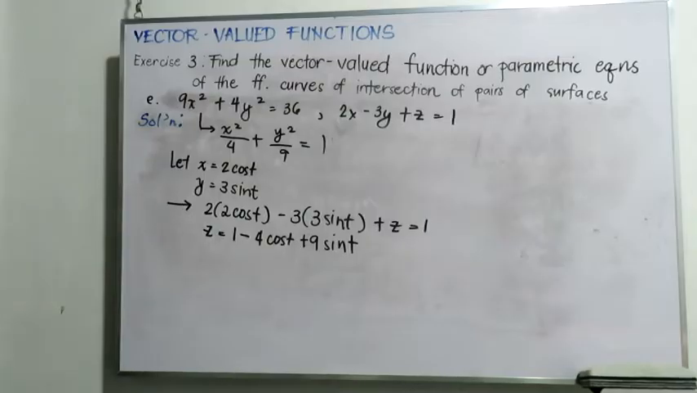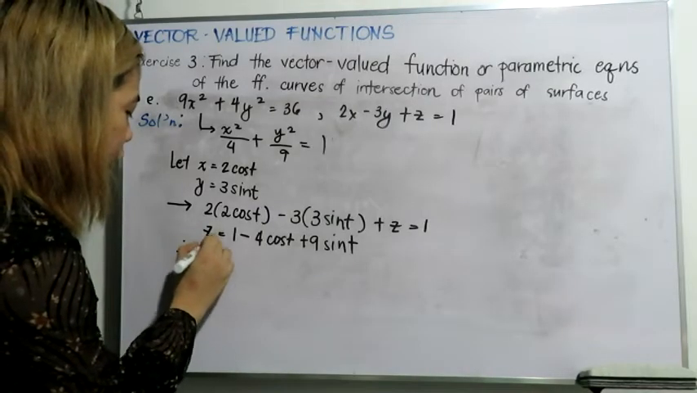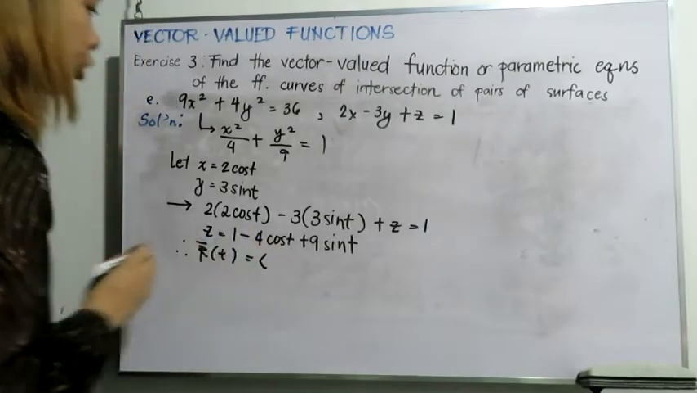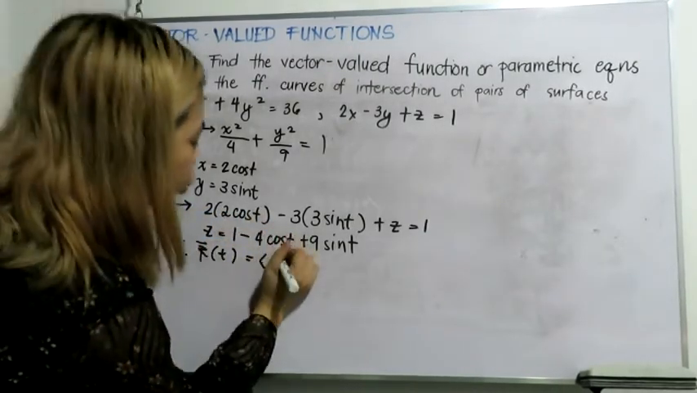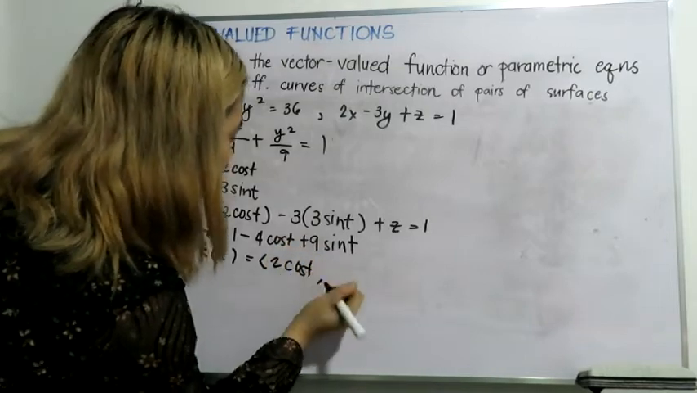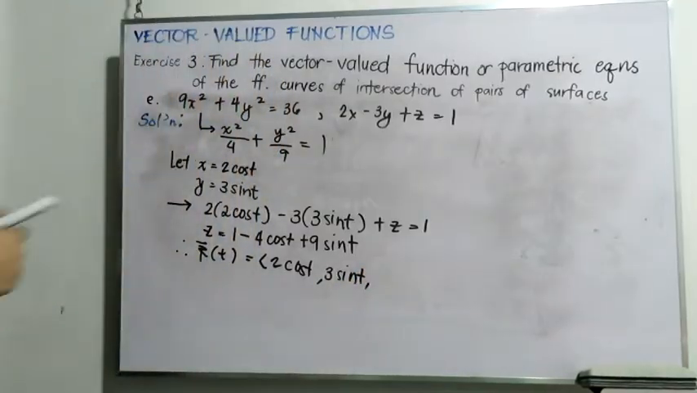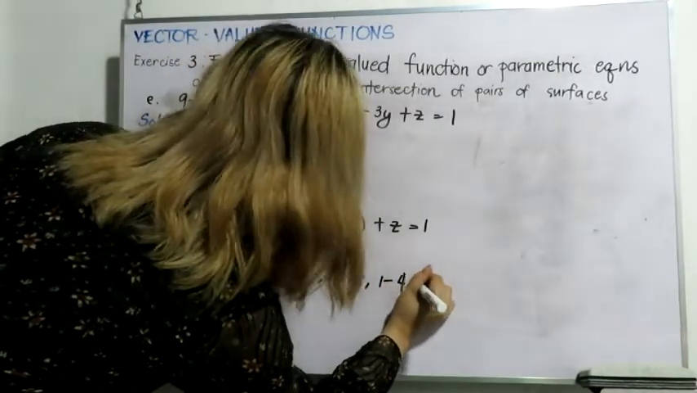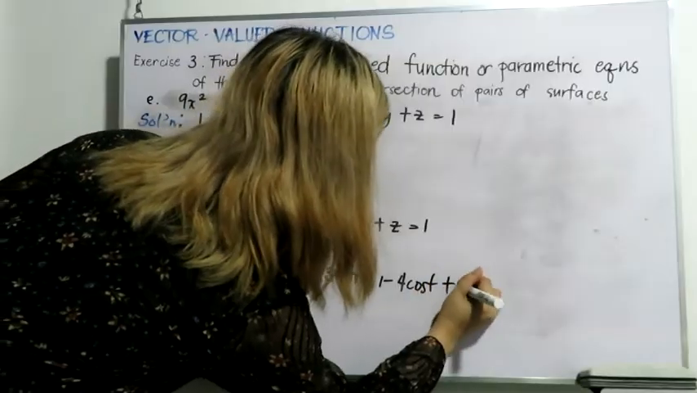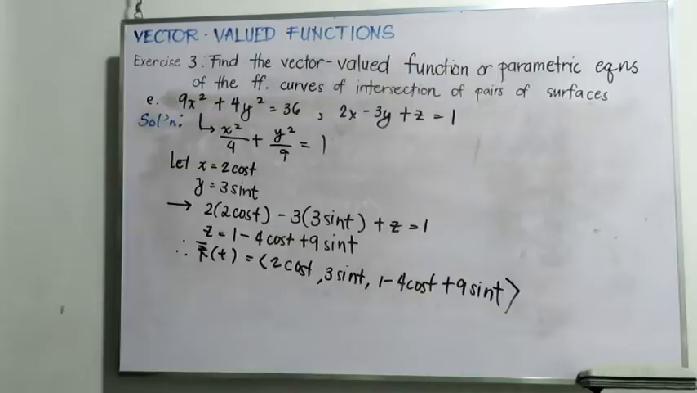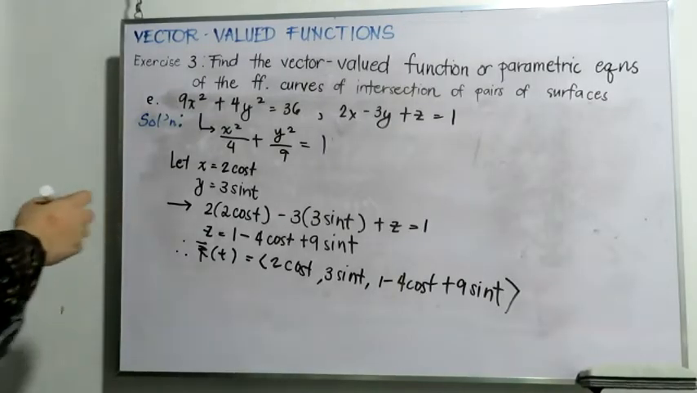Hence, the vector function of the curve of intersection of this pair of surfaces is given by r of t, which is equal to 2 cosine t, 3 sine t, and 1 minus 4 cosine t plus 9 sine t. And that is the answer.